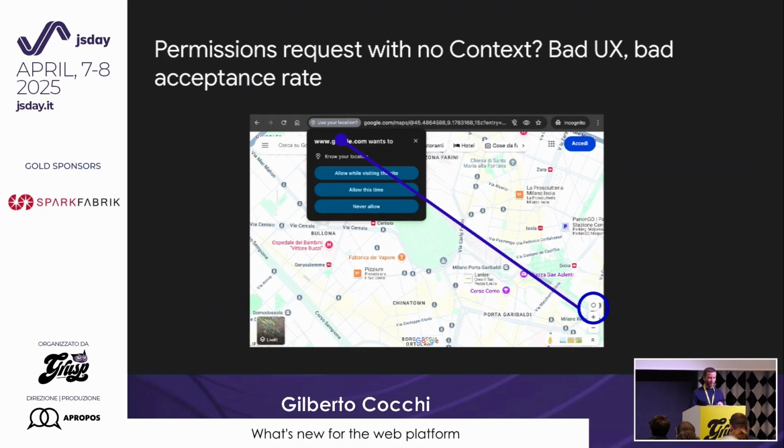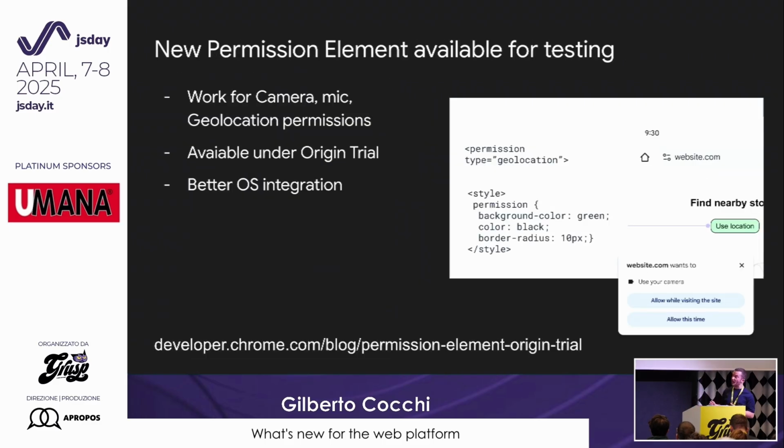Last topic, one minute, I promised. It's permissions. I'm sure you have found yourself on a site where a notification was randomly being requested for geolocation, notification, or others. This is something that we believe is not great for the web. And what I wanted to tell you is that we have an API in origin trial available for that.